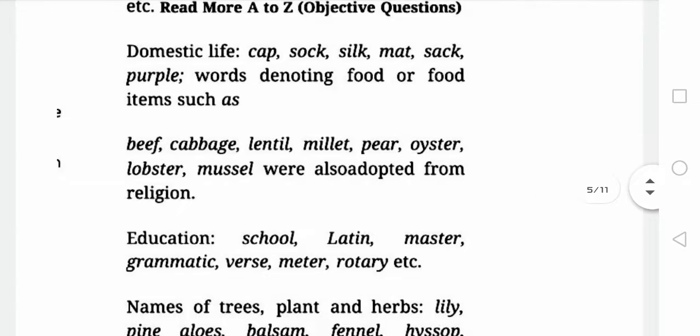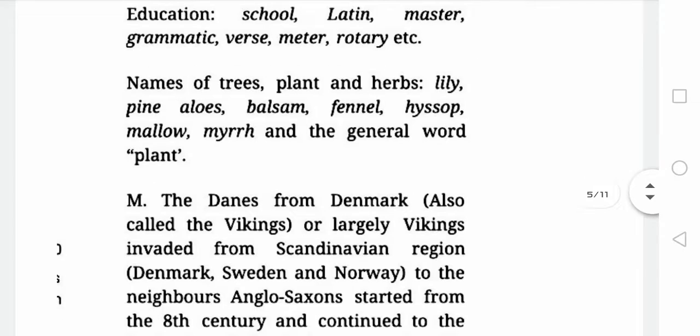Now, later on in the domestic cases, the school, the Latin master, and the grammarians of the education used these names as in the following.